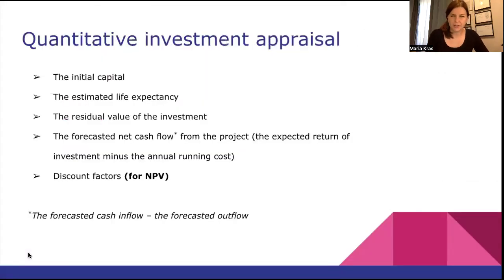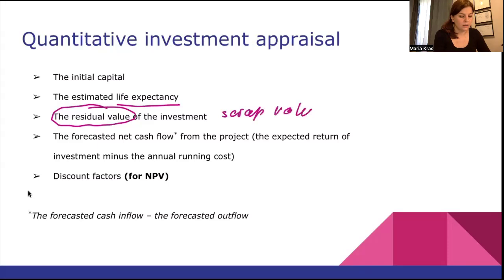What do you need to consider? What do you need to know in order to do your analysis of an investment project? Of course, obviously, you need to know what is the initial capital. So if you're purchasing computers for your office, how much money do you need to invest in this project? You need to know the life expectancy, so the timeline of this project. You need to know the residual value of your investment. What does it mean? It's also called a scrap value.